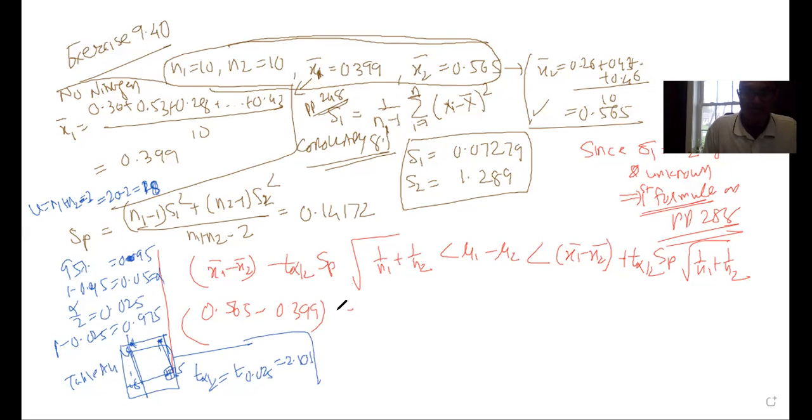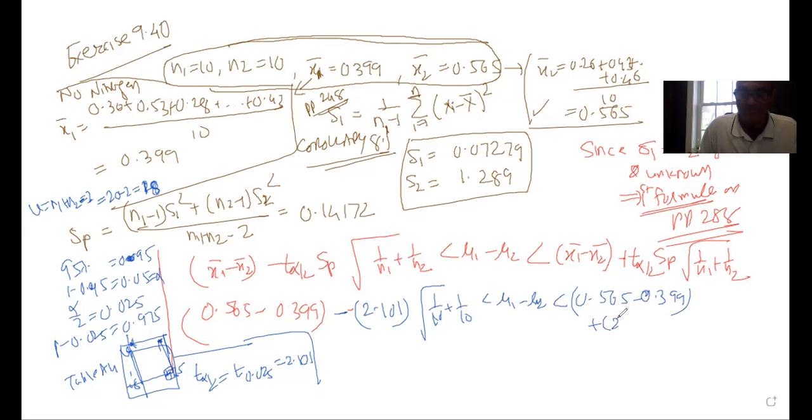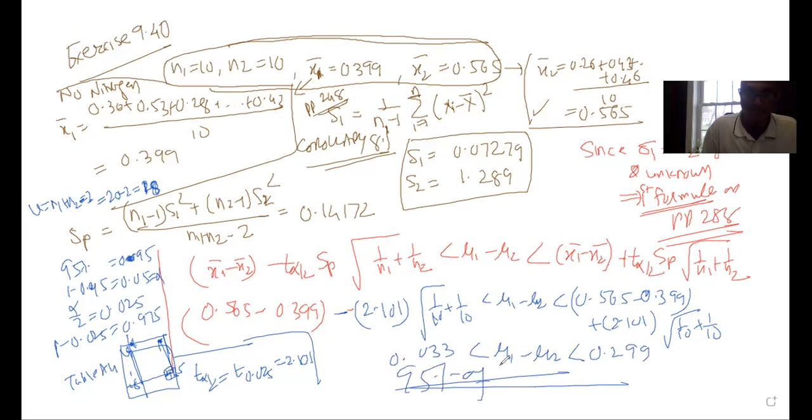Let me go back to my example. Here I have negative 2.101 times the square root of 1 over 10 plus 1 over 10, which is less than mu1 minus mu2, which is less than the exactly same value, 0.565 minus 0.399, plus 2.101 times the square root of 1 over 10 plus 1 over 10. And I'm going to get 0.033 is less than mu1 minus mu2 is less than 0.299. So that is your 95% confidence interval.